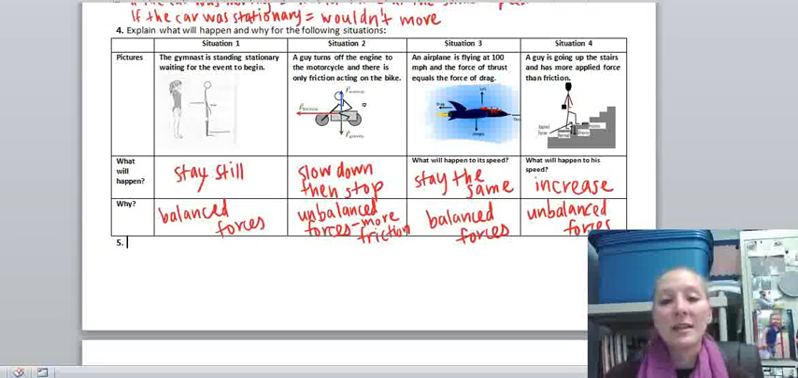The next one is this airplane flying at 100 miles per hour, and the force of thrust equals the force of drag. You may have been like, well, wait, hold on, what's thrust, what's drag?